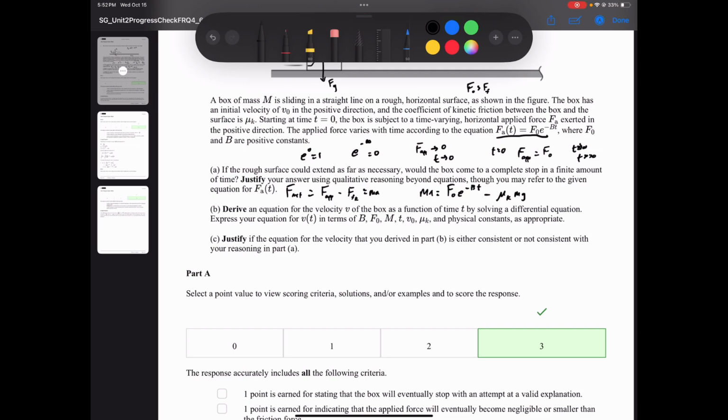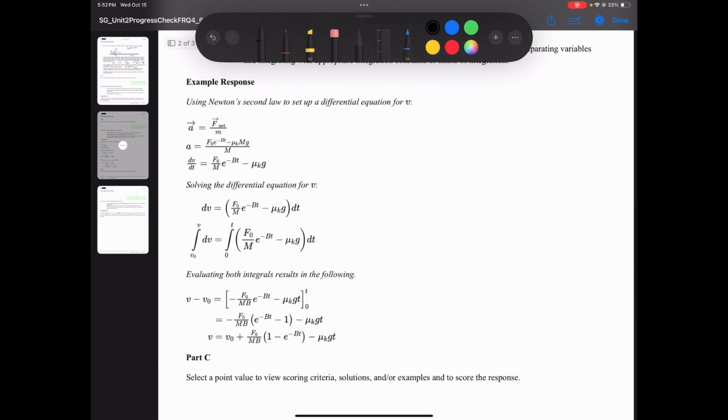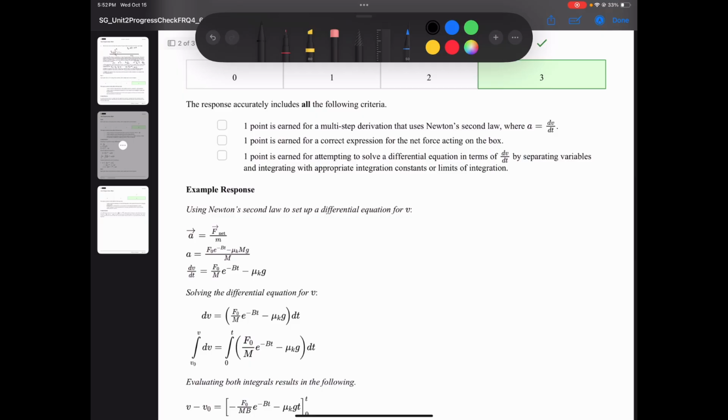All right, derive an equation for the velocity v. So now I have an equation for the net force on the box, and I have to write an equation for the velocity v. Again, in the interest of time, I'm just going to pull up the solution manual. So yeah, they have this equation here for the acceleration. We know Newton's second law. The acceleration is equal to net force divided by m. Here is the expression we have for net force divided by m. And then they set up their differential equation, right?